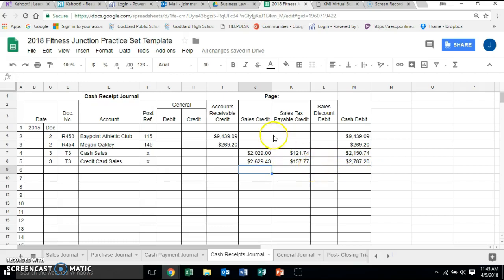And that is literally all we have to do because these are going to have column totals posted, and that's where all those numbers went. So we don't have to do anything else with this particular transaction.